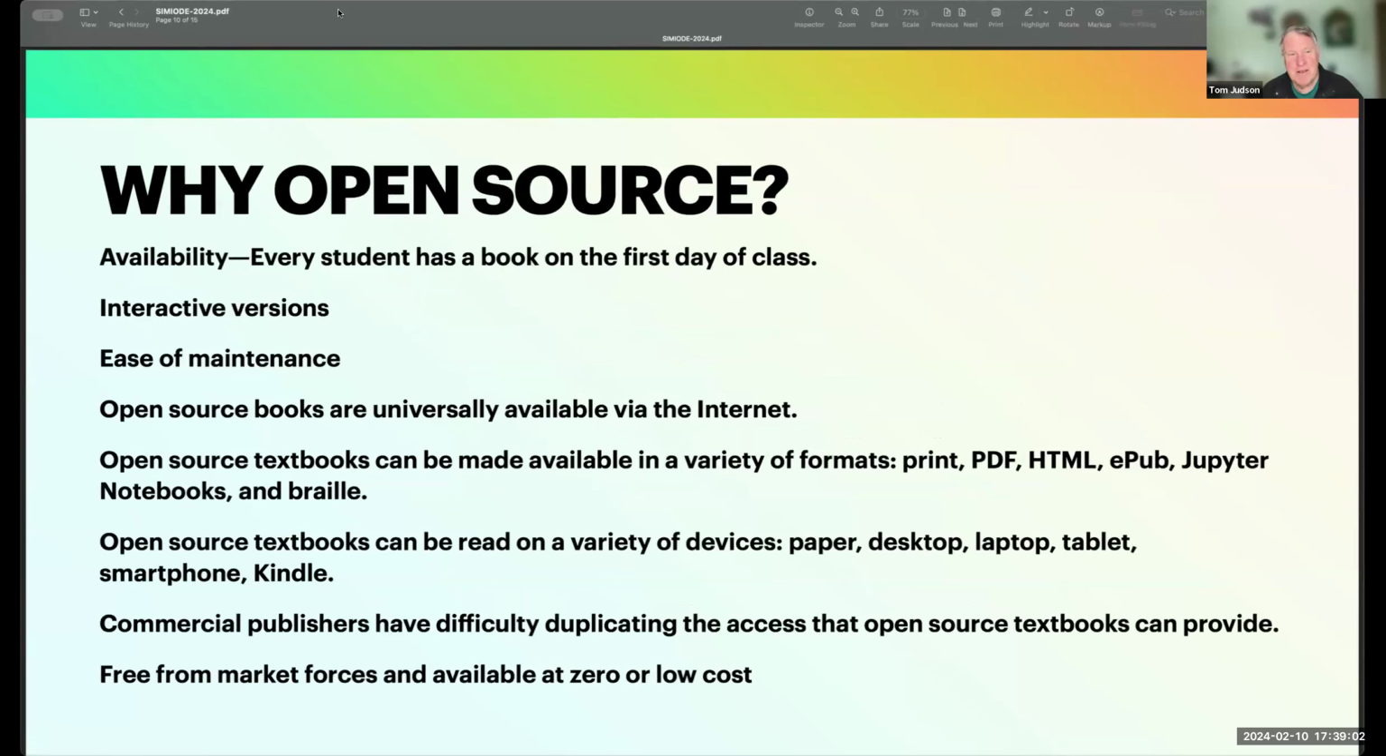So the nice thing about open source is availability. Every student has a textbook on the first day of class, and with commercially published textbooks, we all know that's not the case. They have to wait for student aid and so on. You can get interactive versions. They're easy to maintain. They're available on the internet. You can put them out in different formats, and you can read them in different formats: paper, desktop, laptop, tablet.